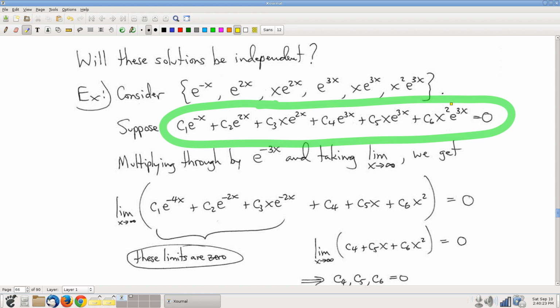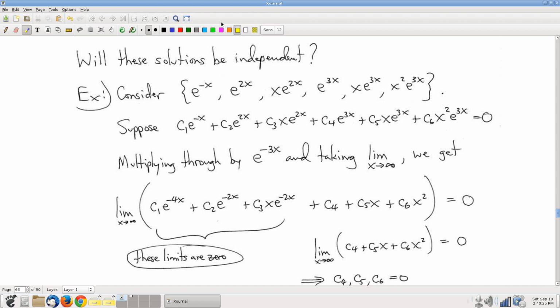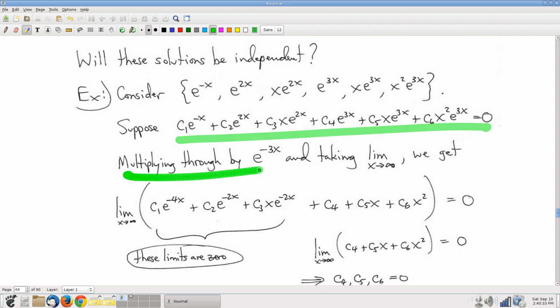So here's the clever move. By the way, this is a different method than is done in the book. I like this for certain reasons. We're going to take this equation, we're going to multiply through by e to the -3x, and then take a limit as x goes to infinity. And we'll see why after we do this.